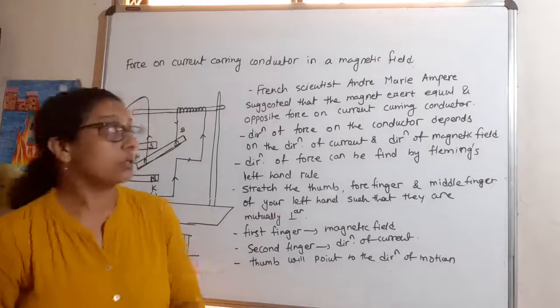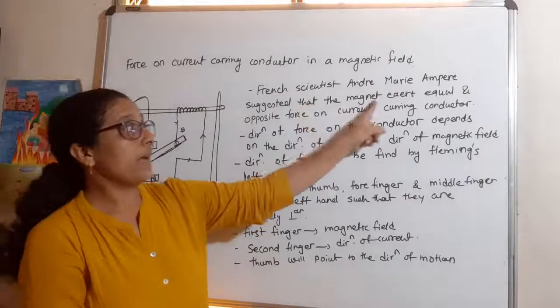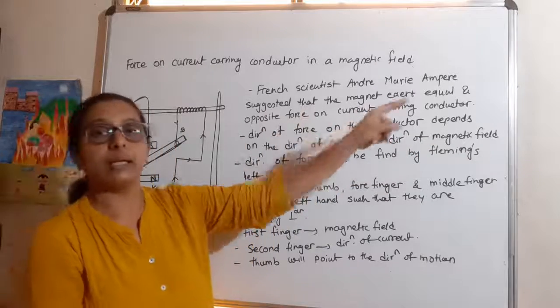So here the French scientist André Marie Ampère suggested that the magnet exerts an equal and opposite force on the current carrying conductor.